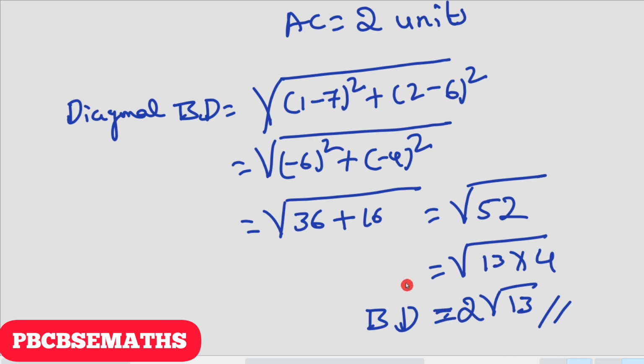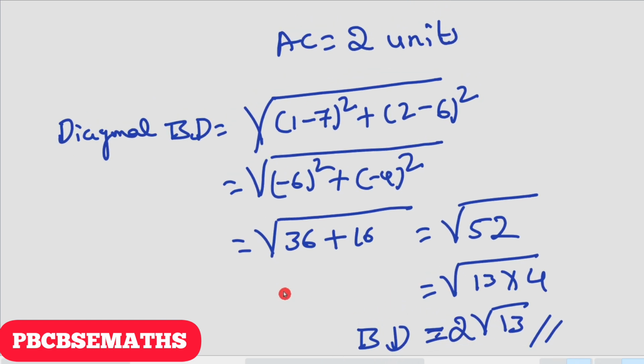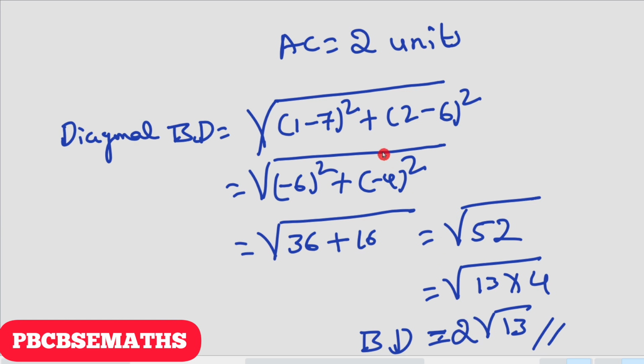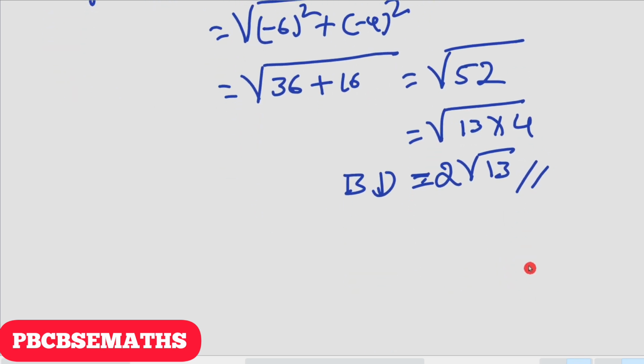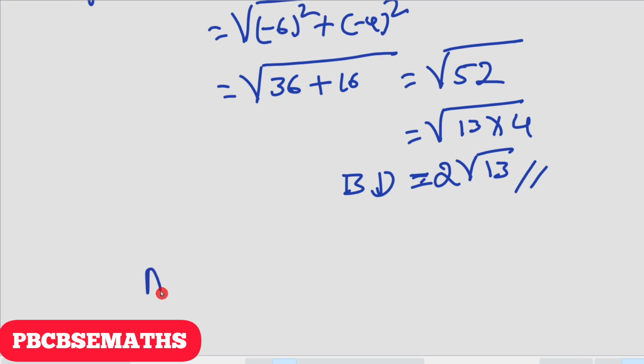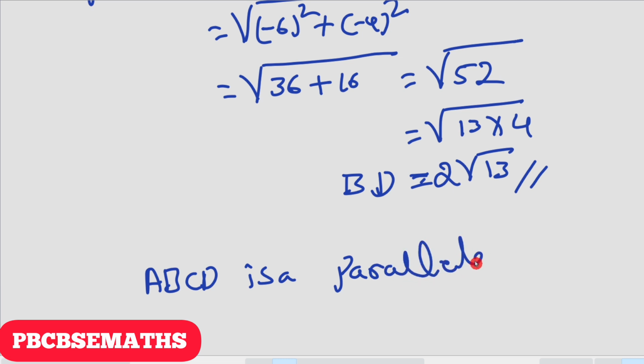So by checking the diagonal values, we can say that 2 root 13 and 2 are two completely different measures. So here opposite sides are equal and diagonals are not equal to each other. It means the given quadrilateral ABCD is a parallelogram.